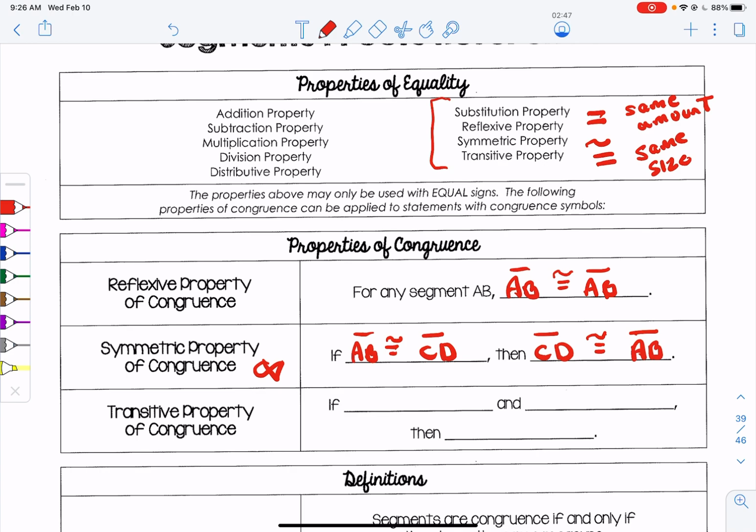Okay, transitive property. If line segment AB is congruent to line segment CD, and line segment CD is congruent to line segment EF, then, see, here's the train with the connector. Then line segment AB is congruent to line segment EF. Boom. Properties of congruency work just like the properties of equality, which we've already gone over.